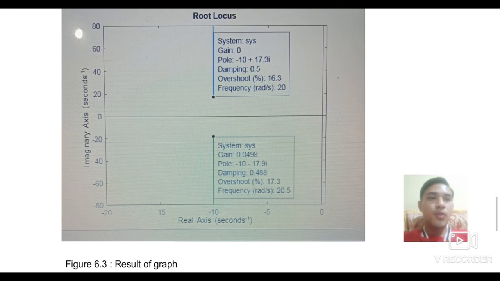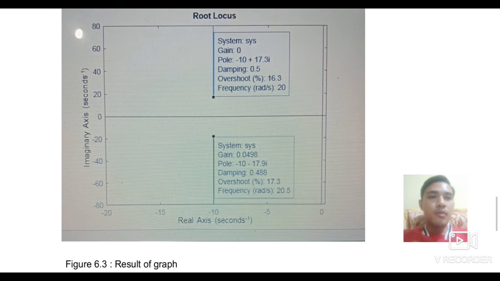Okay, so for the first point at the top, the system that we use is SYS. Gain is 0. Pole is minus 10 plus 17.3i. Damping is 0.5. Overshoot is 16.3% and the frequency is 20 radians per second.